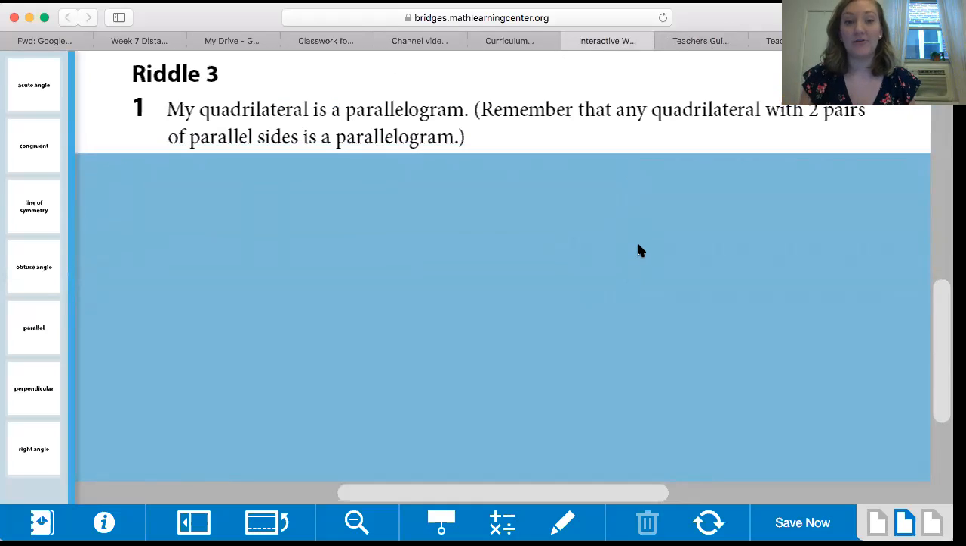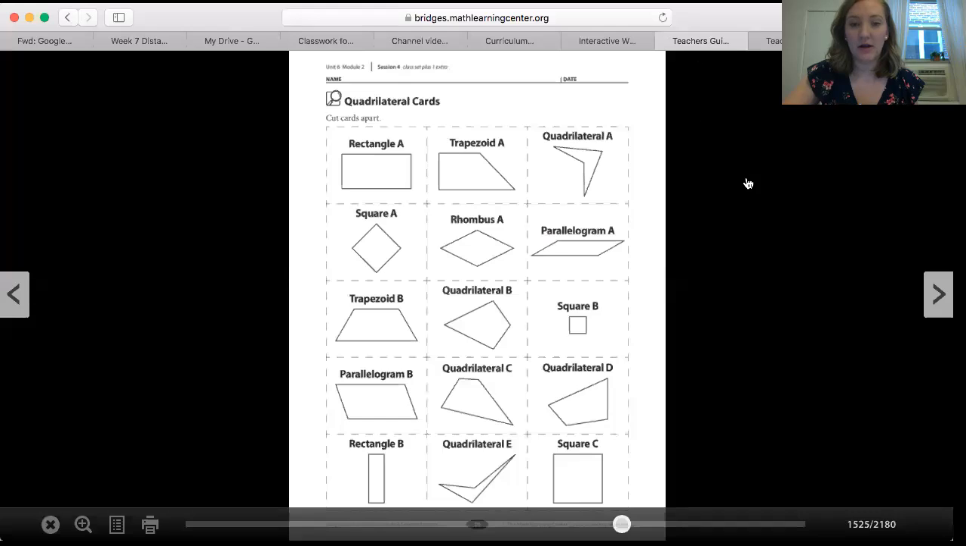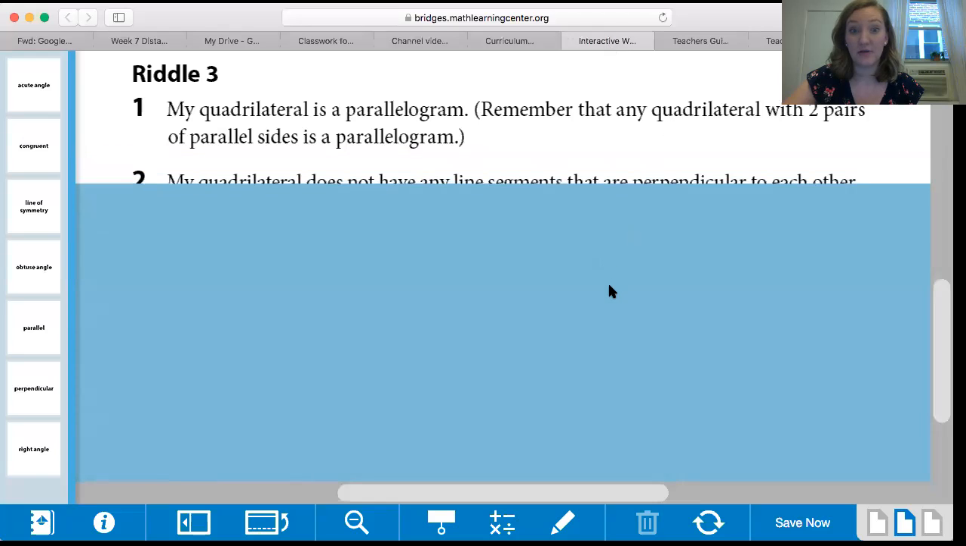My quadrilateral is a parallelogram. It has 2 pairs of parallel sides. So let's look at our choices here. It's one of these that has parallel sides. So you can probably look at the ones here. Parallelogram, parallelogram. It's going to be one of those, right? That narrows it down a lot.